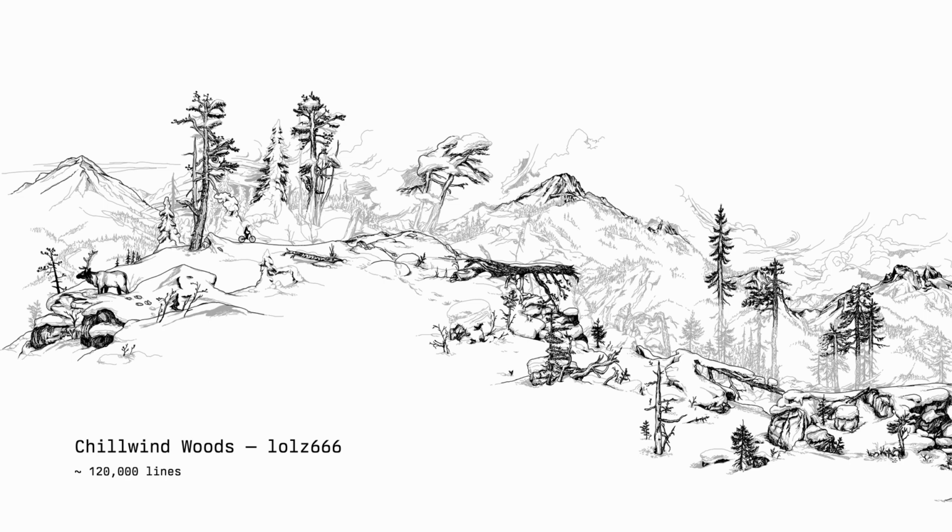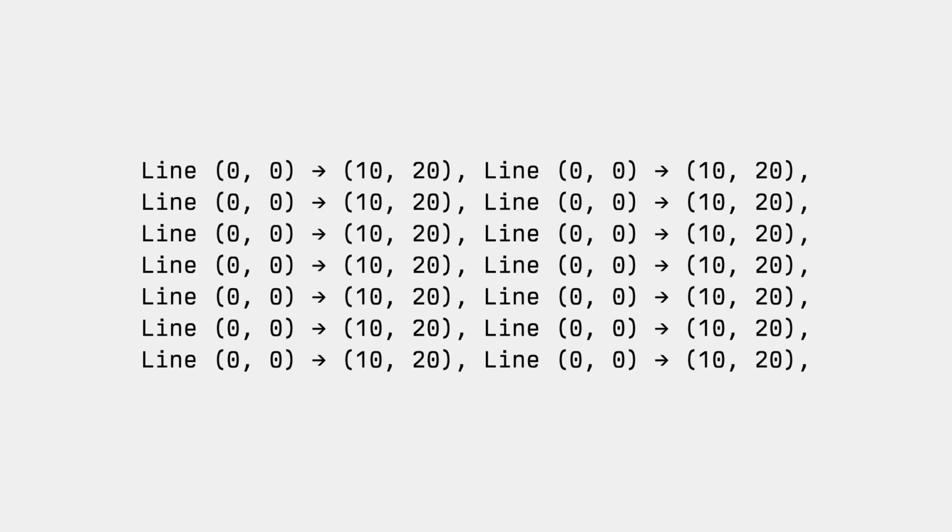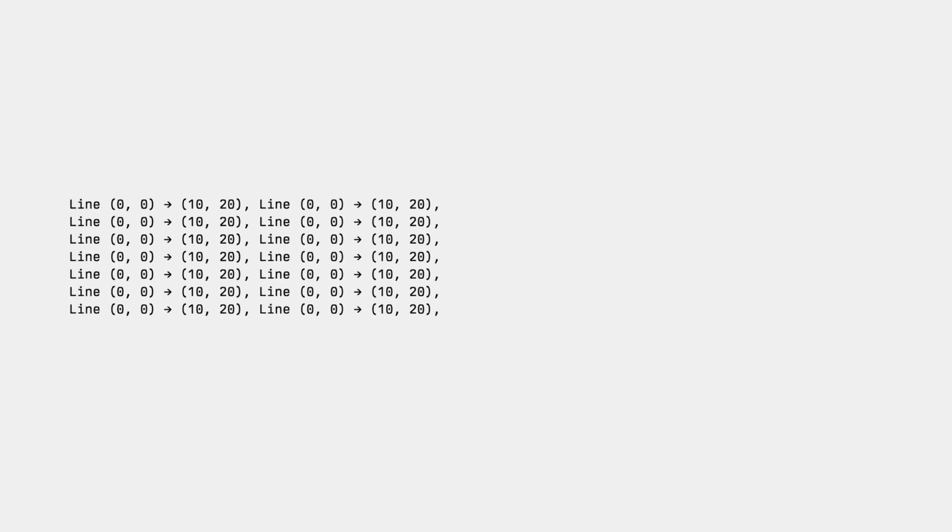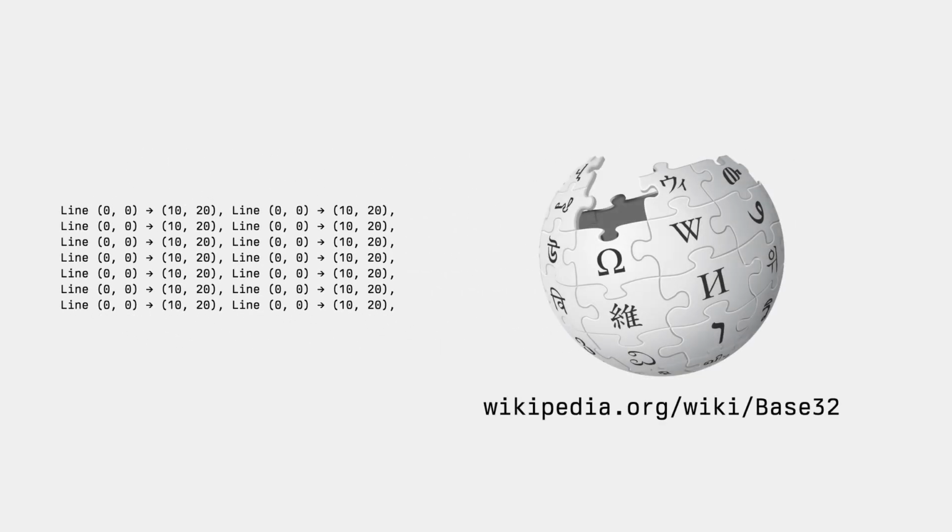For a track like Chillwind Woods, FreeRider has to know where to place a lot of lines and power-ups, but just storing them in a raw list of coordinates would take up way too much space. So instead, FreeRider uses a compression system called base32.